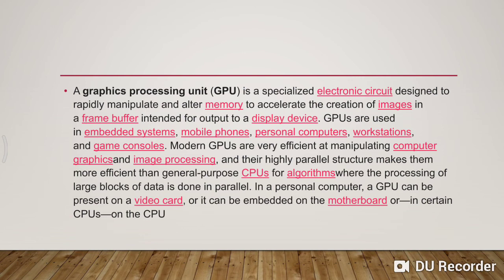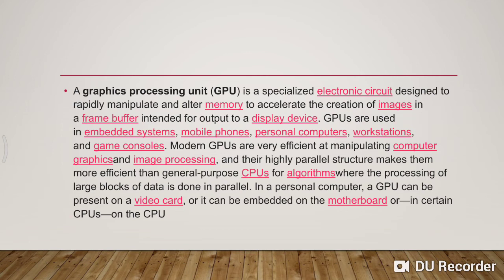A Graphic Processing Unit (GPU) is a specialized electronic circuit designed to rapidly manipulate and alter memory to accelerate the creation of images in a frame buffer intended for output to a display device. GPUs are used in embedded systems, mobile phones, personal computers, workstations, and game consoles.